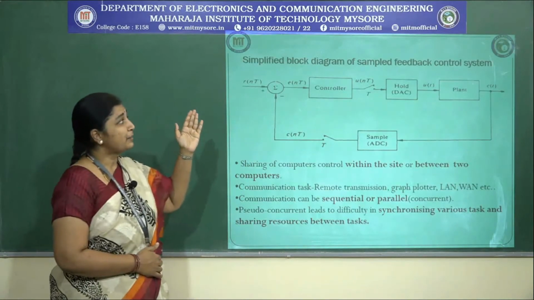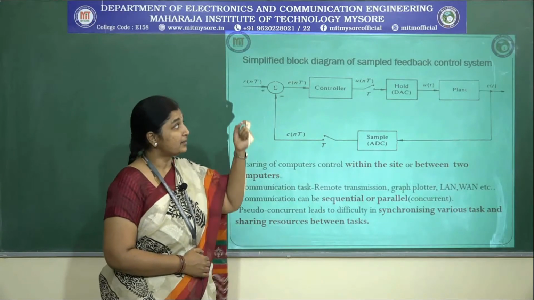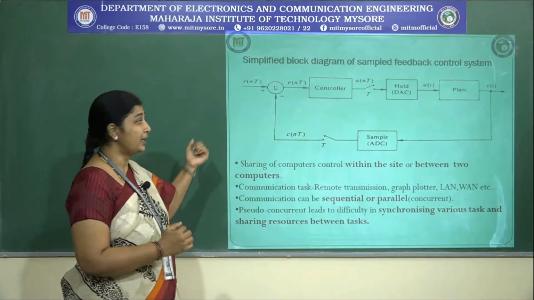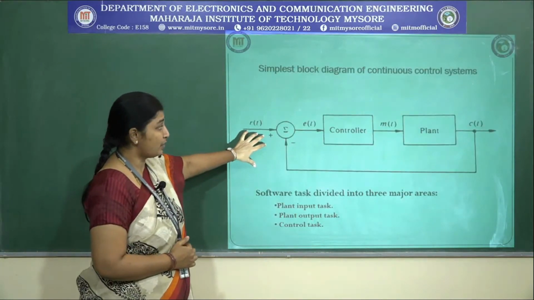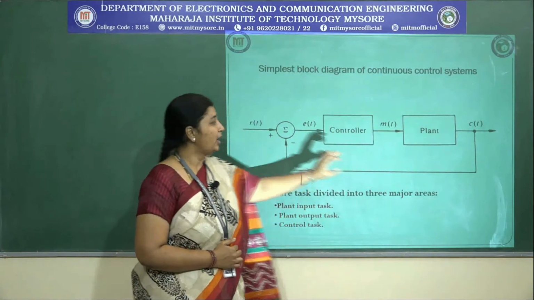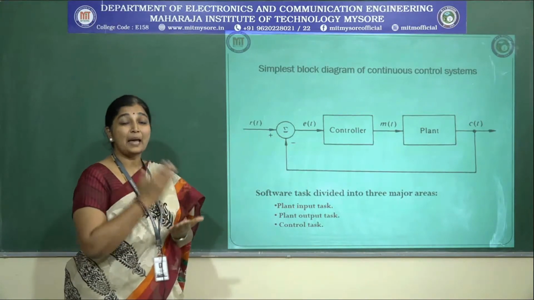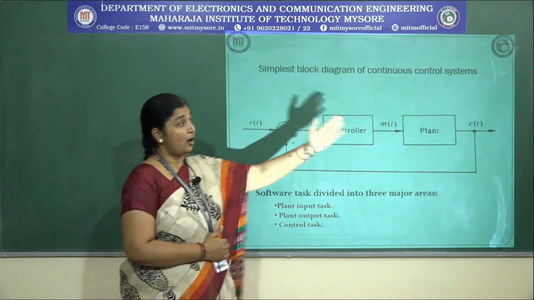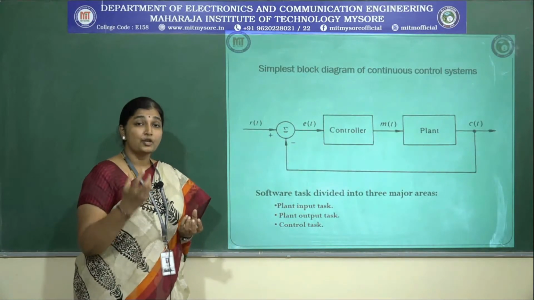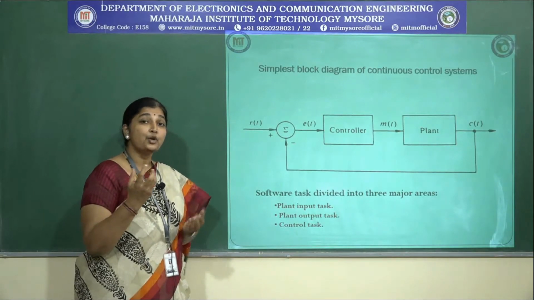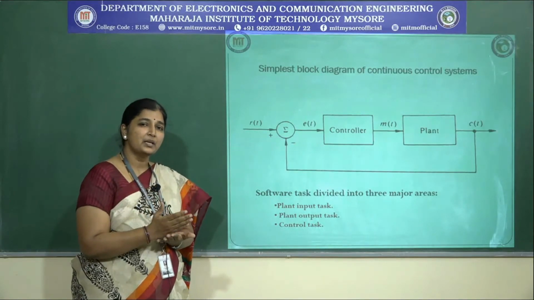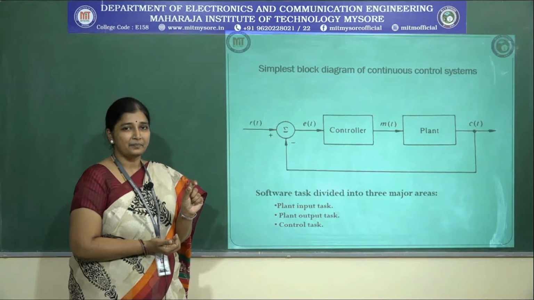Next, the simplified block diagram of a sampled feedback control system. What do we mean by that? In the previous example block diagram, you have RT, ET, MT and CT. Here you have sampling, because whatever output you obtain is mainly based on a time constant, isn't it? When you have a time constant, you have to sample those time constants. The greater the number of samples, the smaller the duration of time.